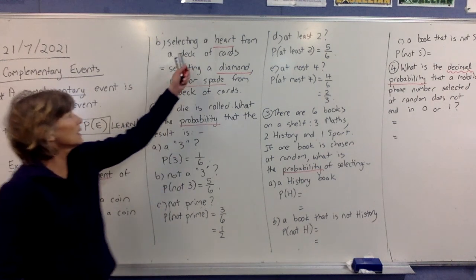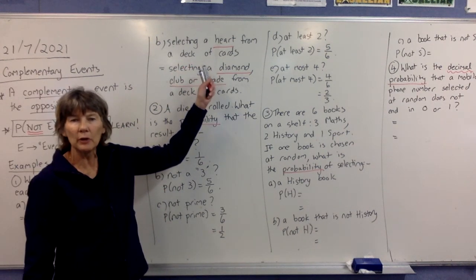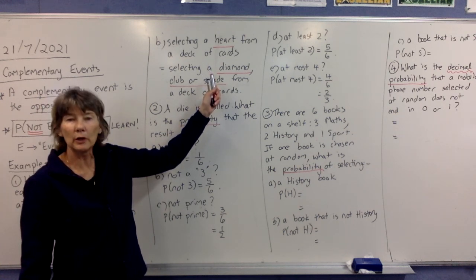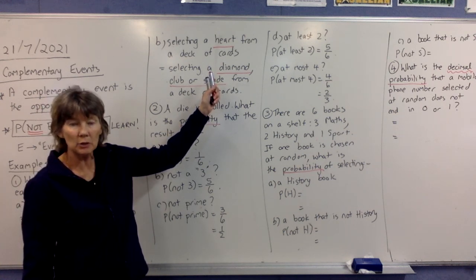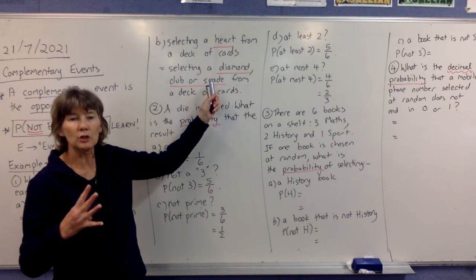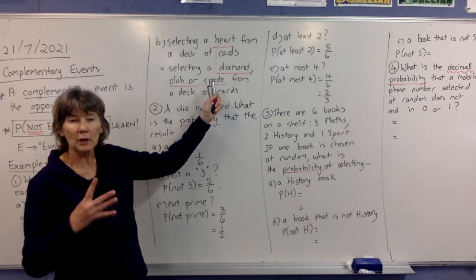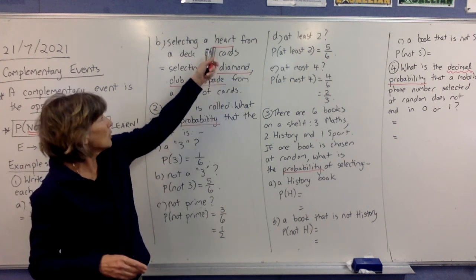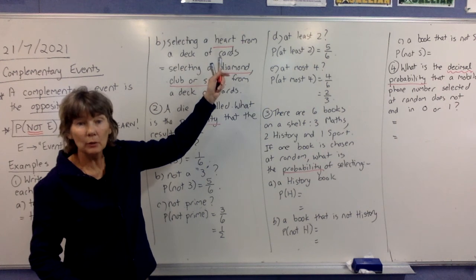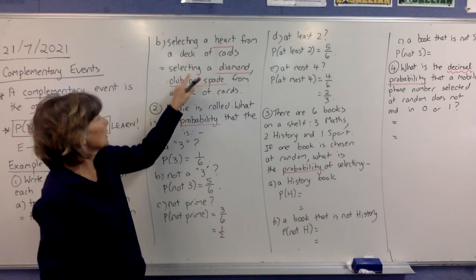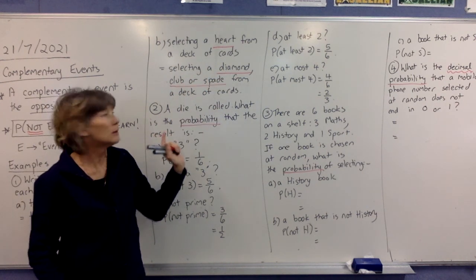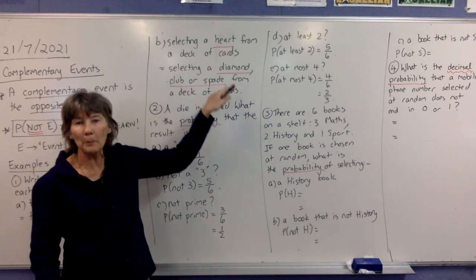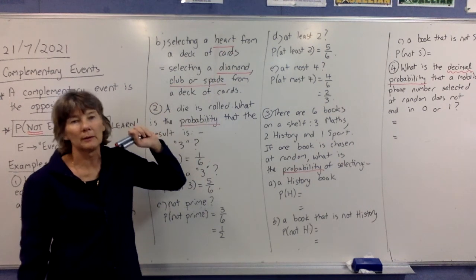Okay, this one, selecting a heart from a deck of cards. Some of you might not be very familiar with a deck of cards, but while you're in remote learning, go and have a look at a deck of cards and you'll see there are 4 different suits. Of those 4 suits, there are hearts, diamonds, clubs and spades. So the opposite of getting a heart would be getting the other things. So selecting a diamond, club or spade from a deck of cards. Notice I've done the exact same wording, just doing the opposite of that word there.